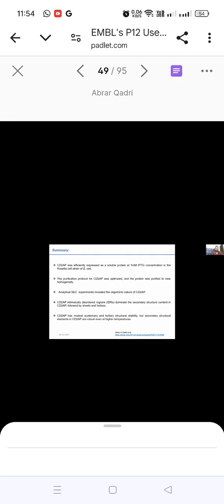Thus, we can summarize that this protein was effectively expressed by 1 millimolar IPTG concentration. The purification protocol was optimized for the first time and the protein was purified to near homogeneity. Analytical experiments revealed the oligomeric nature of the protein pertaining to a 9-mer. Secondary structural elements, IDRs, are dominating the secondary structural content, followed by alpha helix and sheet. And this protein has modest quaternary and tertiary structure, and secondary structural elements were robust at higher temperatures.